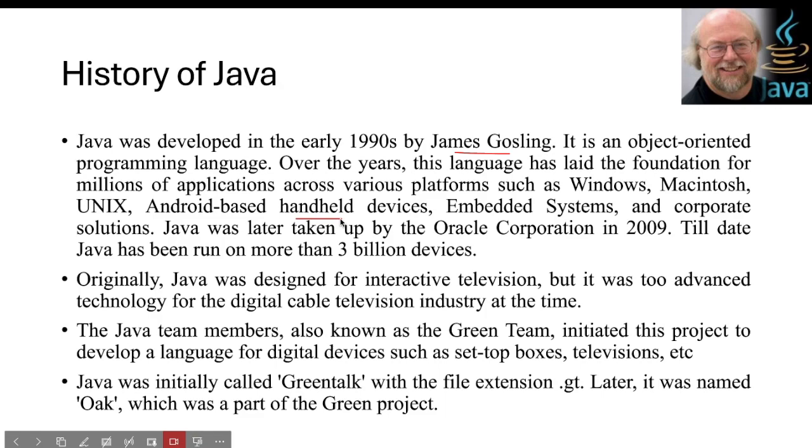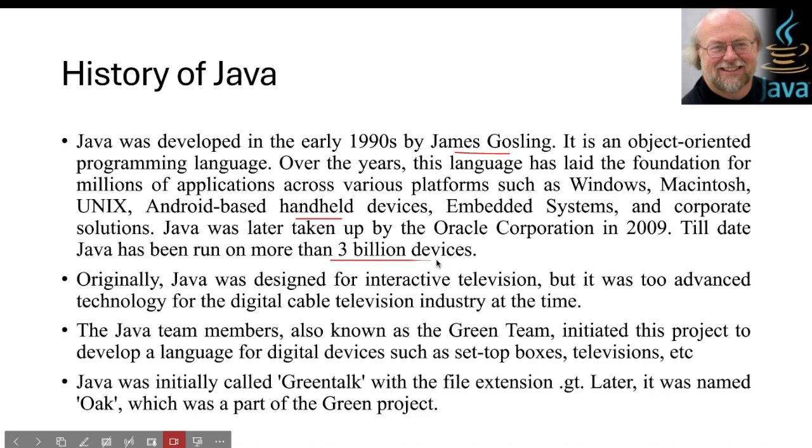Java was later taken up by the Oracle Corporation in 2009. Till date, Java has been run on more than 3 billion devices. As you know, Java is considered a default language for Android applications, and with the help of Java, you can make different kinds of applications, almost every kind of application. All right, let's move further.